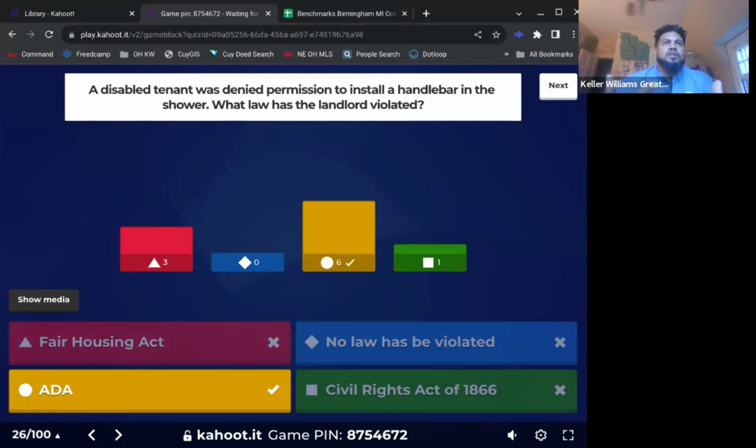ADA is being compliant inside the property, or what you do to the property, or handlebars or railings or ramps or anything like that. That would be ADA, Americans with Disability Act. So again, this is an ADA violation, not fair housing, because it had nothing to do with the sale or purchase of the property.